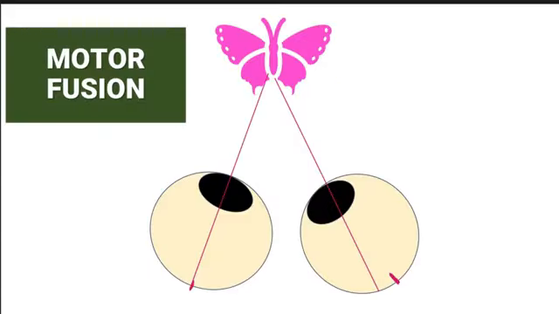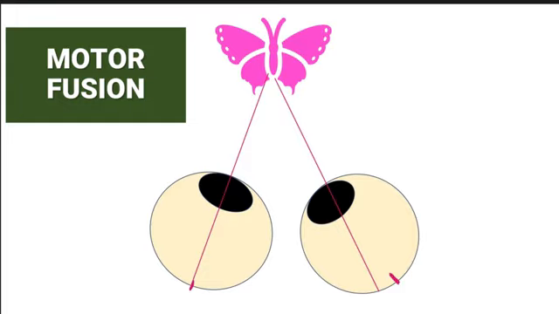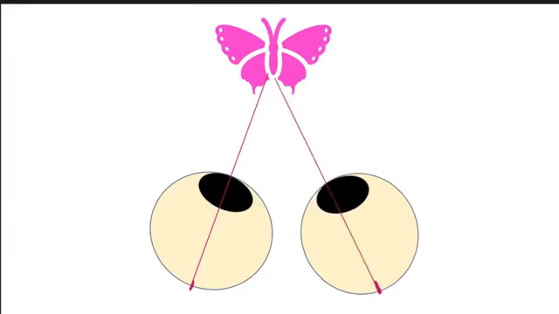Now the question is, how does this fusion actually occur in Panum's fusional area? And this is the same concept of motor fusion which I discussed before, right? So here, when the objects are falling on non-corresponding points within Panum's fusional area, the eye has the ability to align itself in such a way that the objects will fall on the fovea, and this is basically the strength of motor fusion, which helps in fusing the images which are falling within Panum's fusional area. So I hope that is clear.